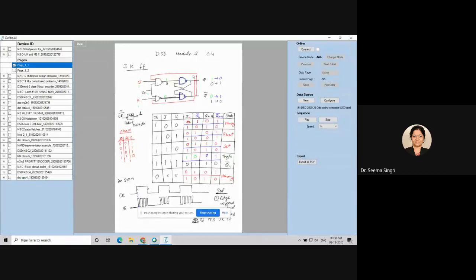a JK flip-flop. And we also saw that the JK flip-flop truth table shows that if it is at 0 0, it is in memory state, just like your SR flip-flop. If it is in 0 1, it is a reset case. If it is a 1 0, it is a set case. Just like the first 3 rows were similar to your SR flip-flop, only the last one, indeterminate state, is converted to toggle state here when J and K both are 1.